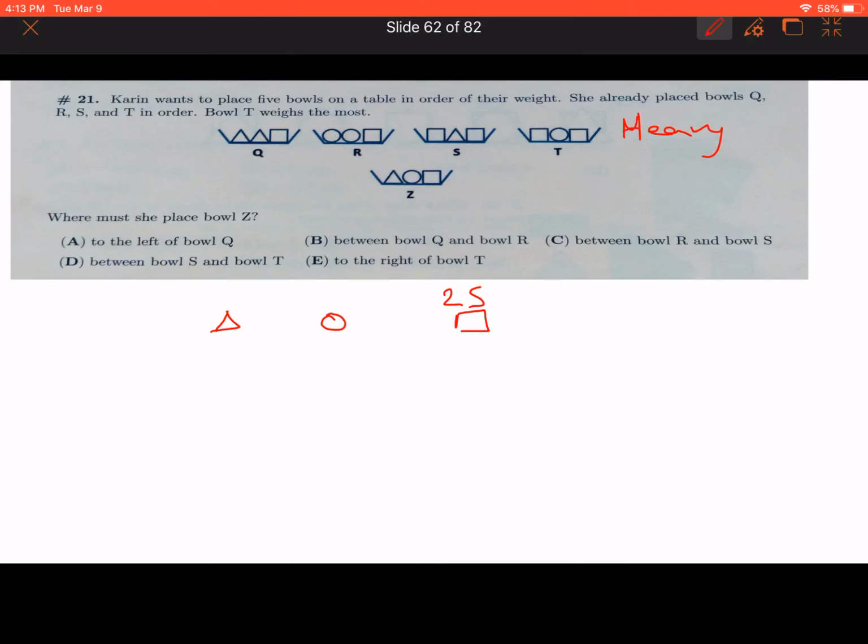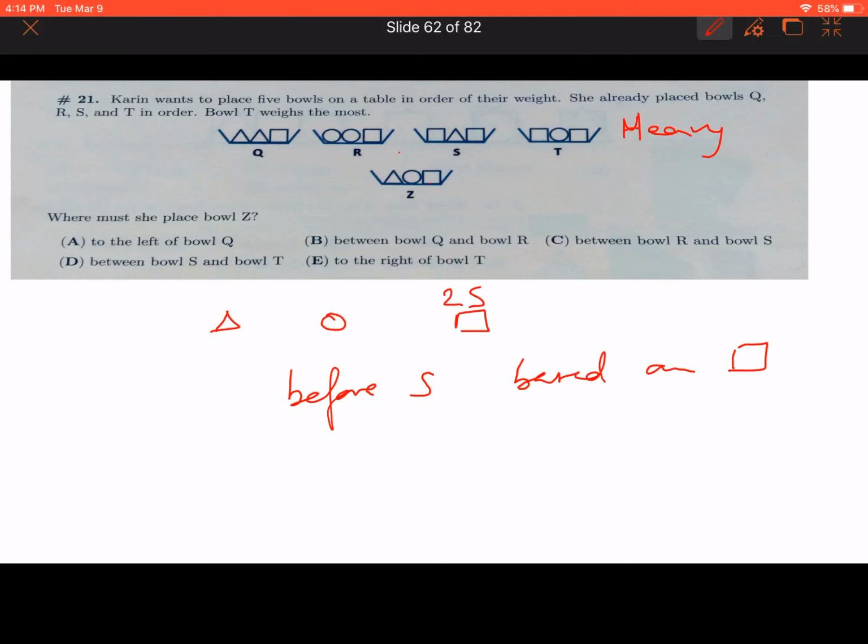So Z is also having 1 square, so it has to come only after S, it is like Q, R, and the new one Z. Okay, R, Q, Z, with relation to the squares, S and T are heavier. They have 2 squares, so Z has to come only before S, based on the weight of the squares or number of the squares.